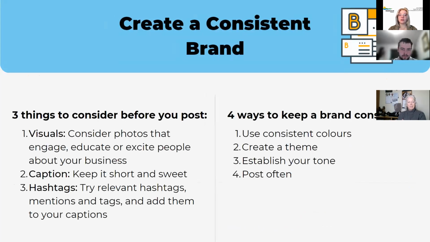So the first thing you want to do is create a consistent brand. So 3 things to consider when creating a brand is visuals. So consider photos that engage, educate, or excite people about your business. You're also going to want to, for example, share photos of people who use your products or your products themselves.